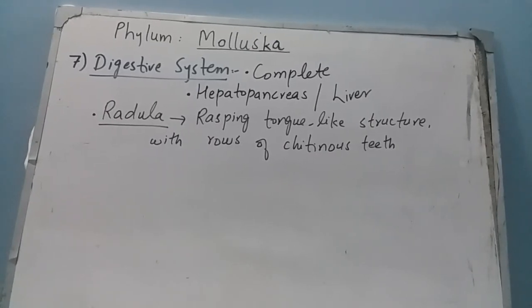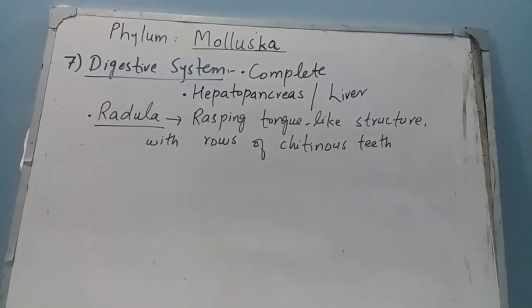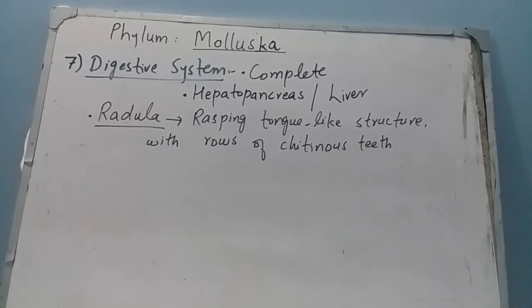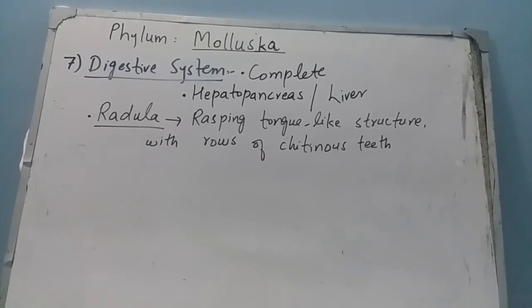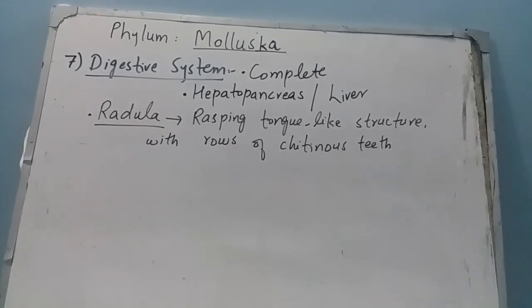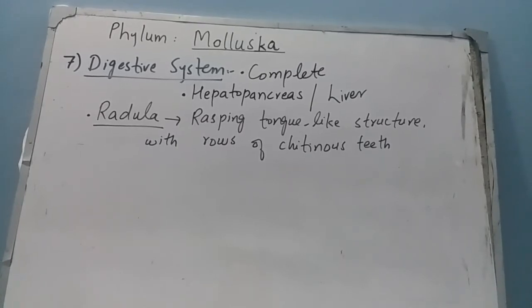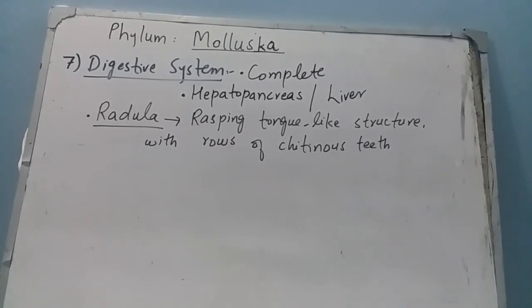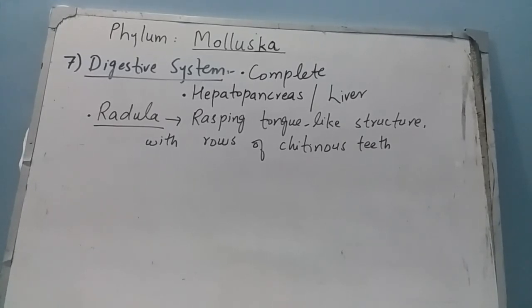And next point is radula. Radula is a rasping tongue-like structure present in the mouth, and it is armed with chitinous teeth. It means that it contains rows of chitinous teeth, and this radula is used to rasp the food into fine particles, or we can say to provide a grip for the food. So this is the digestive system, which is complete, having hepatopancreas as a digestive gland and a rasping tongue-like structure, radula.